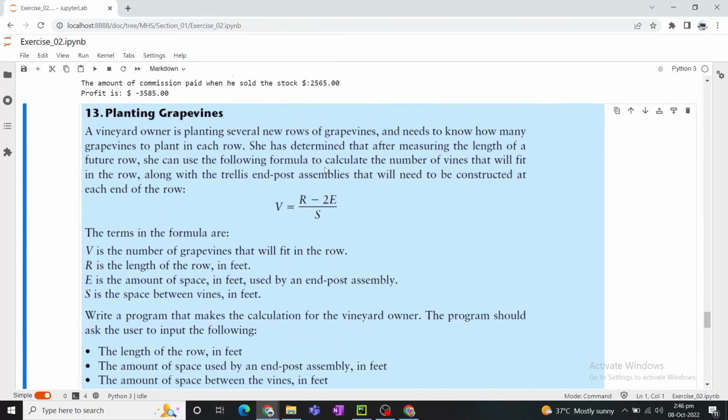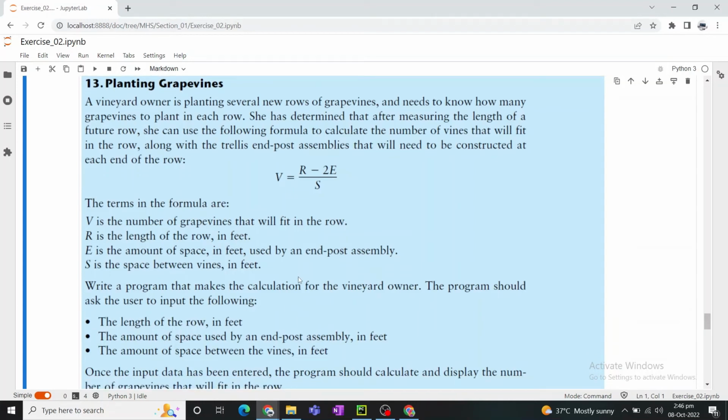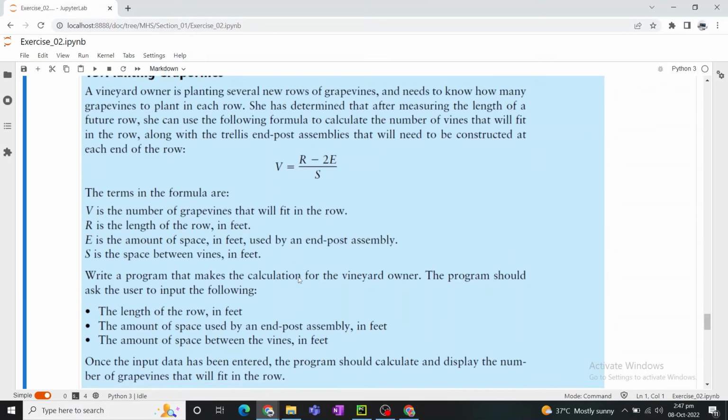Okay, planting the grapevines. A vineyard owner is planting several new rows of grapevines, and needs to know how many grapevines to plant in each row. She has determined that after measuring the length of a future row, she can use the following formula to calculate the number of vines that will fit in the row, along with the trellis and post assembly that will need to be constructed at each end of the row.